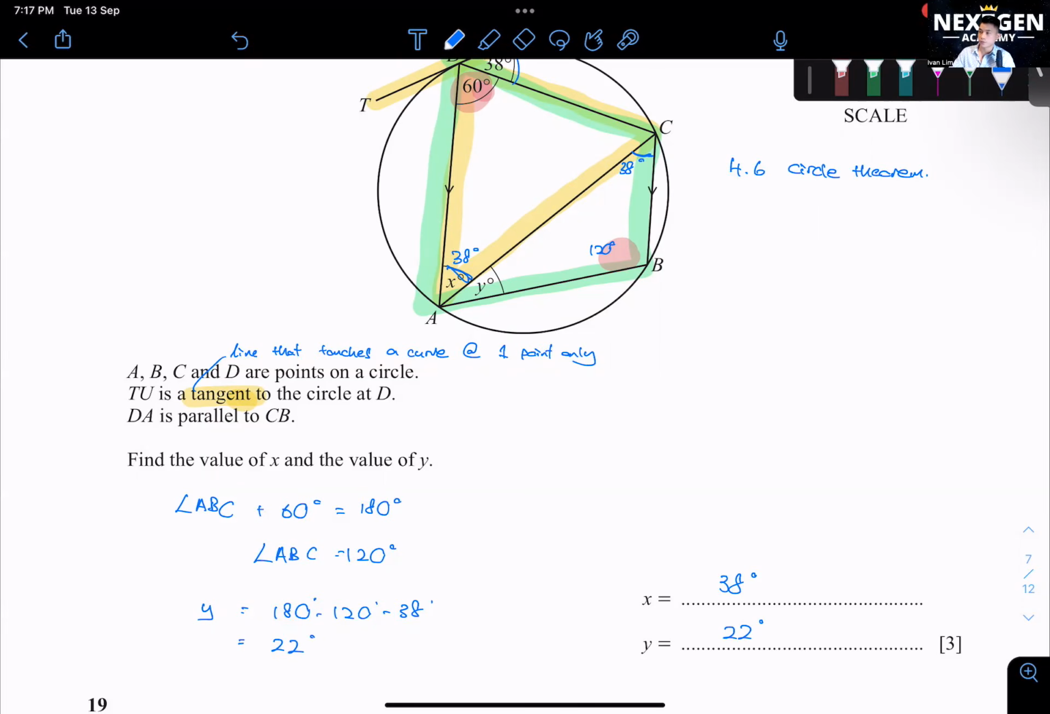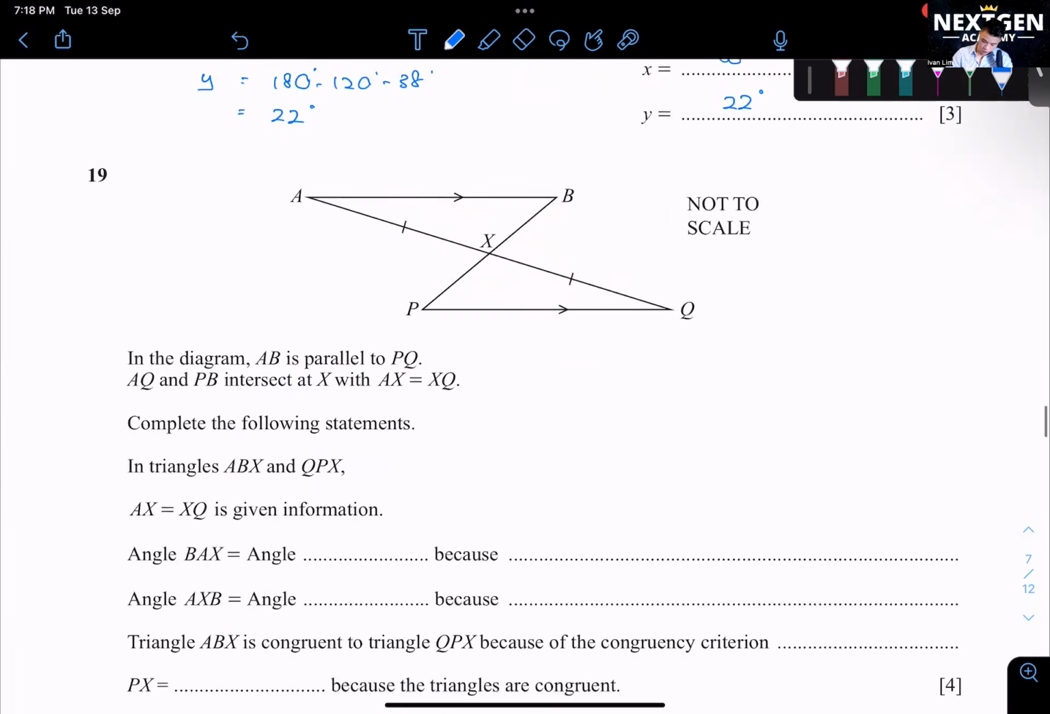Yannick, do you have the mark scheme or not? I sent you all the working already. Okay, look at the working. Any question here? Any more questions? Okay, clear. Let's move on. Question 19.